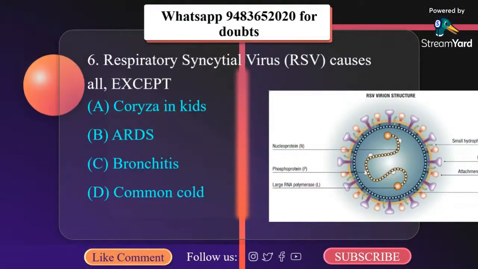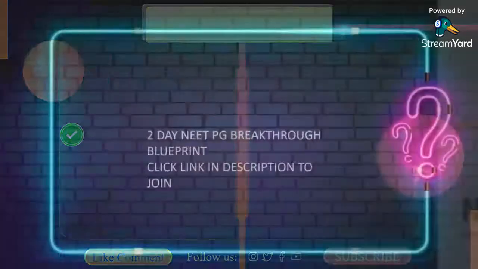Respiratory syncytial virus causes all except A. Coryza in kids, B. ARDS, C. Bronchiolitis, D. Combo. It is ARDS.